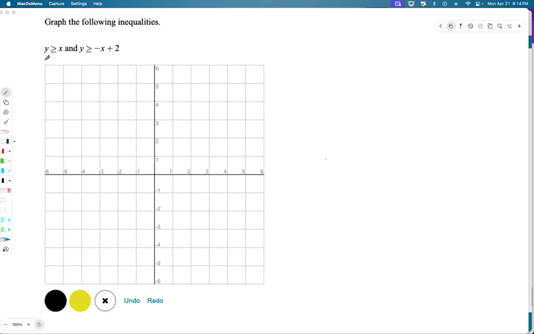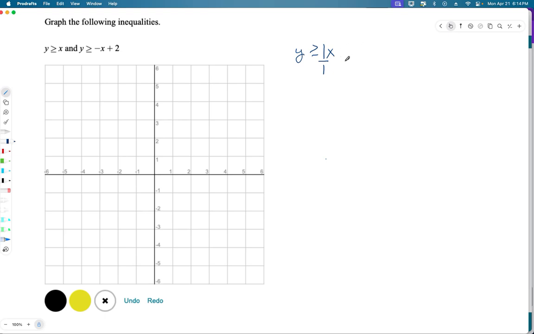So the first one I have is y is greater than or equal to x. If I look at that very closely, y is greater than or equal to x. This is my slope. That invisible 1 in front of my x is my slope. And we know we can turn any whole number into a fraction by putting it over 1. So my slope is 1 over 1, and it's positive. So it's going to go up to the right.